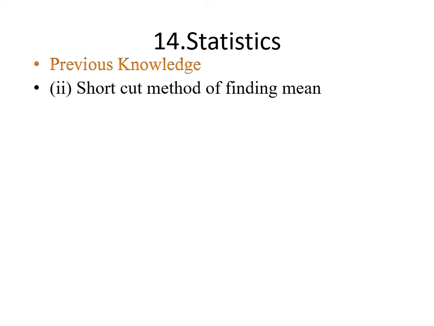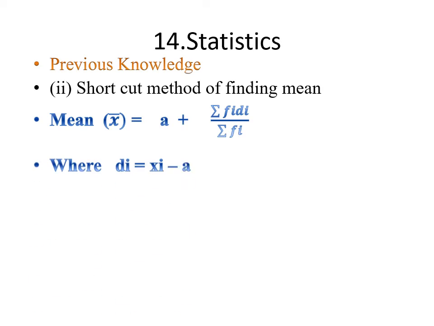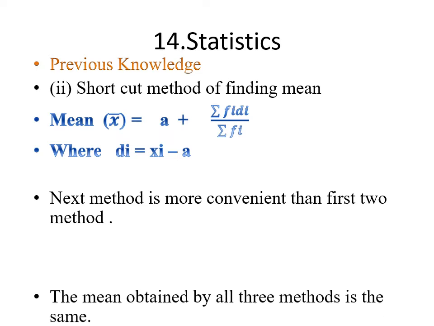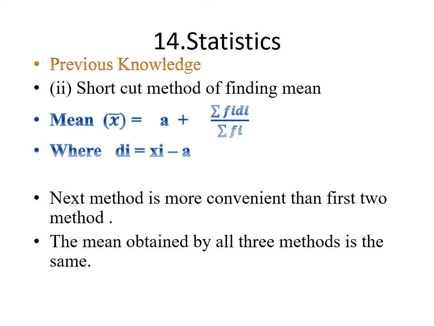Now in the previous session you have learnt how to find the mean by using the shortcut method. The formula for that is x bar equals a plus summation fi di upon summation fi, where di equals xi minus a. Now this step deviation method is more convenient than the first two. But remember, my dear students, the mean obtained by all three methods is the same.